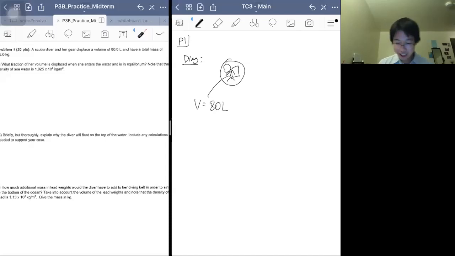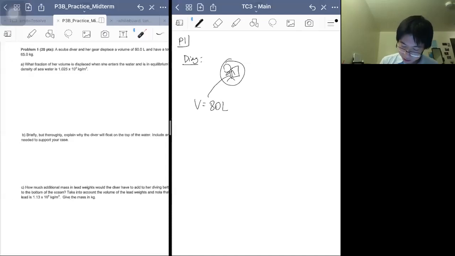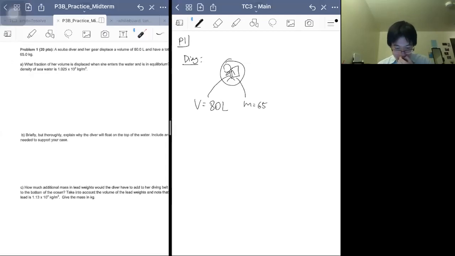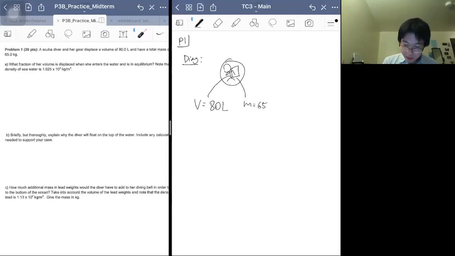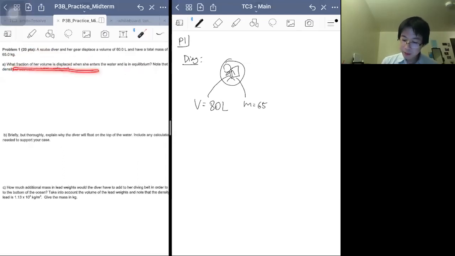You see I write down liters because that's not an SI base unit. And have a total mass of 65 kilograms, mass 65. What fraction of the volume is displaced when she entered? Okay, so that part is the aim, but let's read the final part first. We'll come back to the aim. When she entered the water and is in equilibrium. Okay, so fraction of volume displaced. So presumably she did not fully get submerged into the water, only partially. So that's how we get a fraction, right?